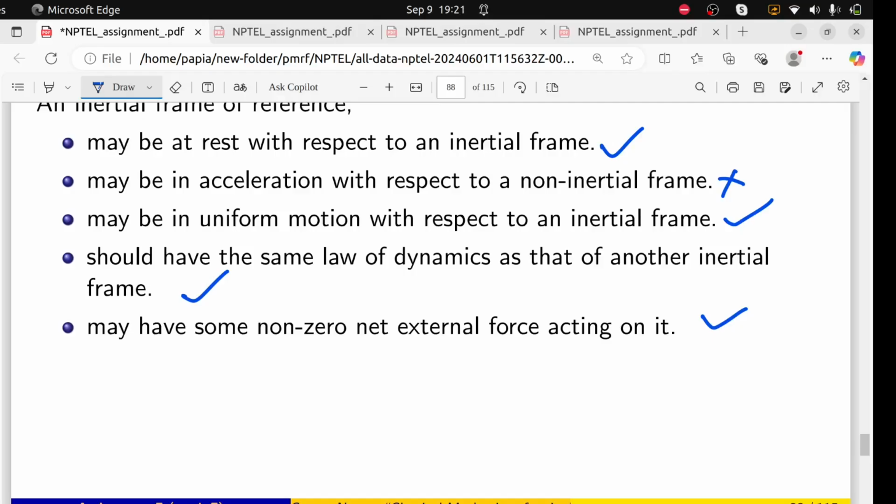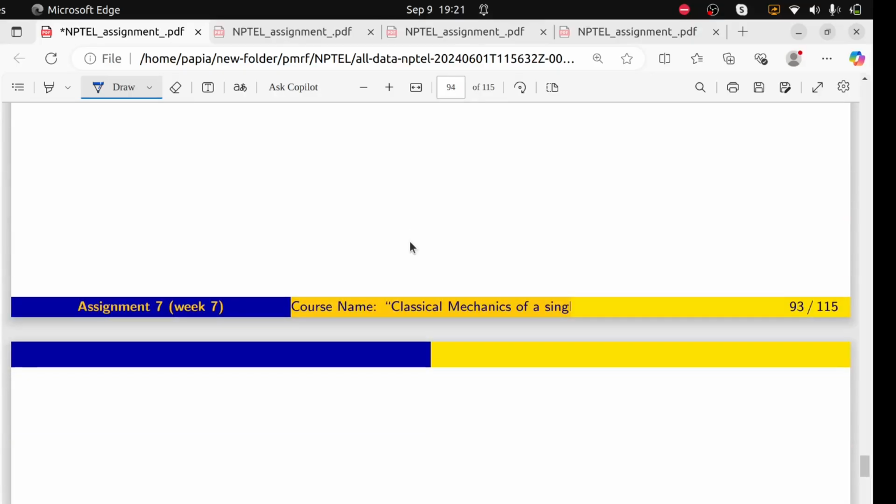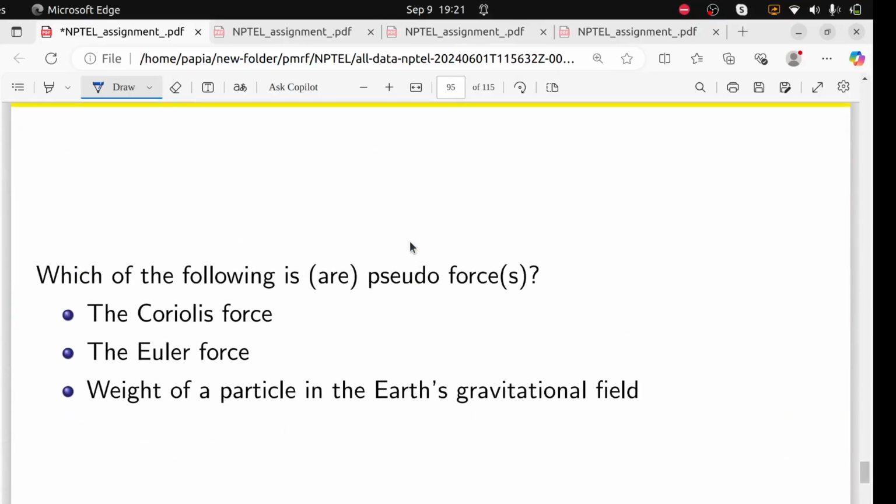Shell frame. So there is nothing to explain about this inertial frame. Now we can come to the next question.